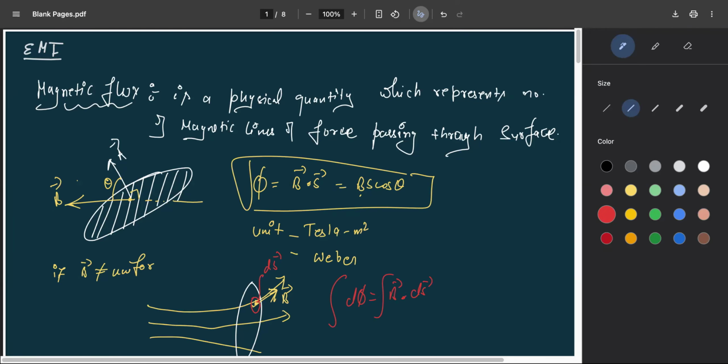Now this is the start of electromagnetic induction, and I have started with magnetic flux. If you have any doubt in magnetic flux, please let me know. No doubt? No.